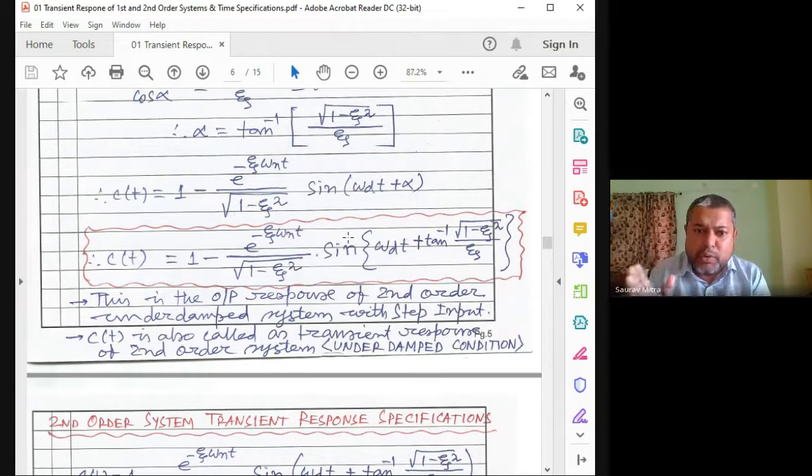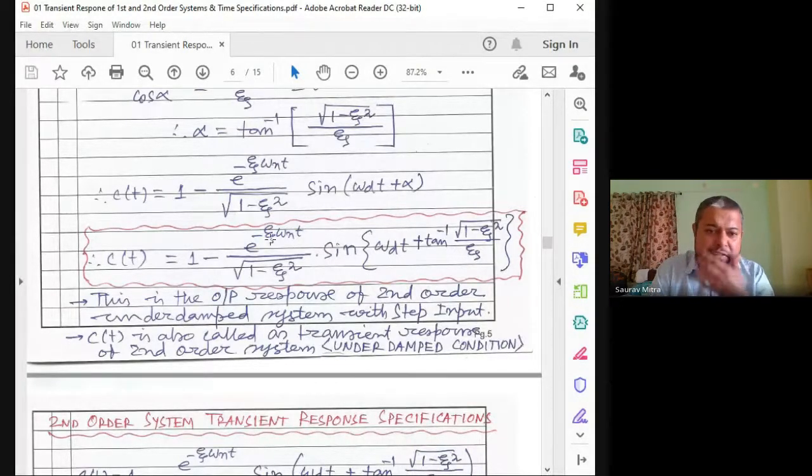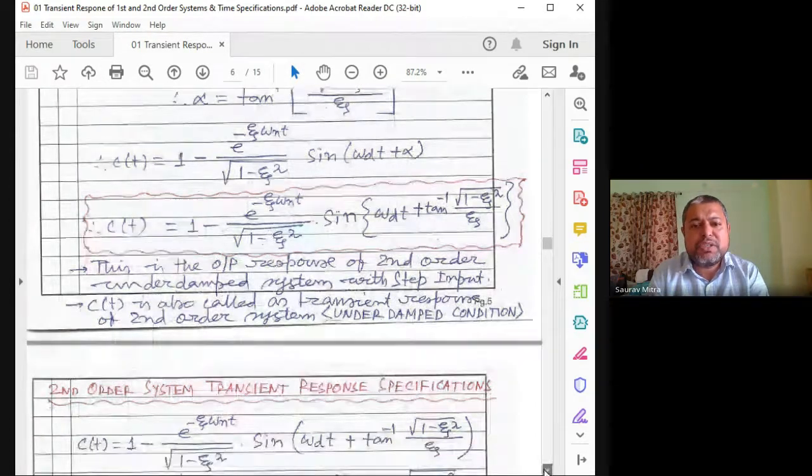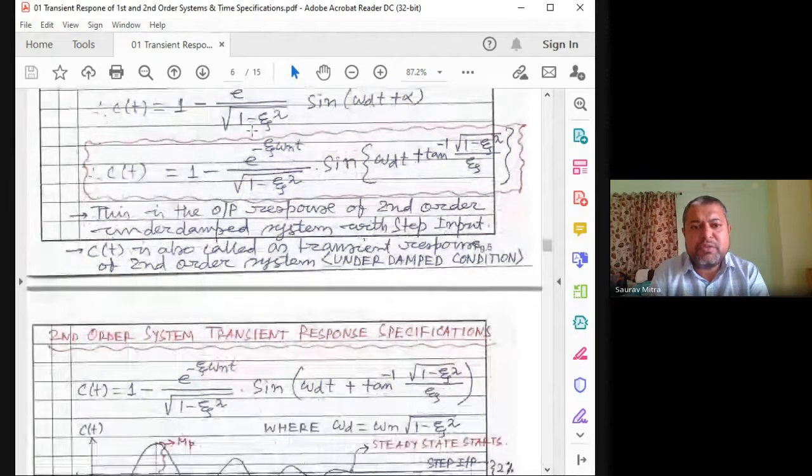But for poles on the left side of the j omega axis, this is e raised to minus zeta omega n t. This is a decreasing kind of exponential. When it is multiplied with a sinusoidal, it is going to produce a converging kind of waveform. So now we are supposed to see different parameters of this waveform. How this waveform looks like, I will show in the next page. But before that, there are some two notes.